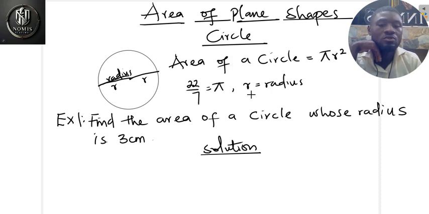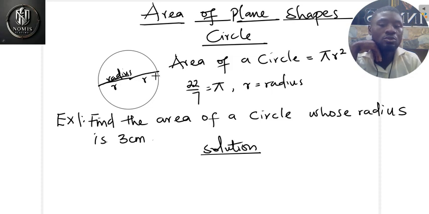Now, what is this radius? Radius r is the line drawn from any point of the circumference to the center of the circle. You can see from this point to the center of the circle is the radius. So the length of this line is what we take as the radius.